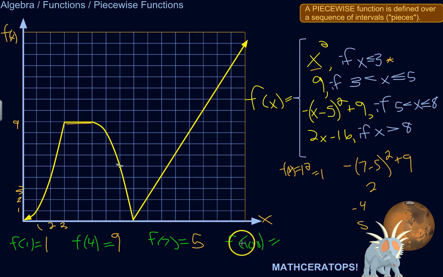Alright, last one. F of 100. Now, 100 is not on our graph, so we're forced to use the description of the function over here. So if x is greater than 8, this is the rule that applies. 100 is definitely greater than 8, so we'll use this one. 2 times 100 minus 16. So that's 200 minus 16. What is that? 184. So f of 100 is 184.